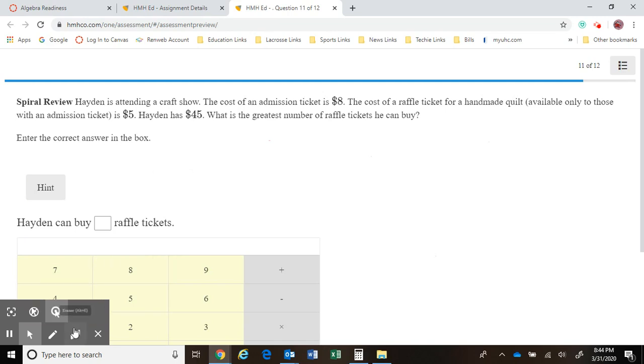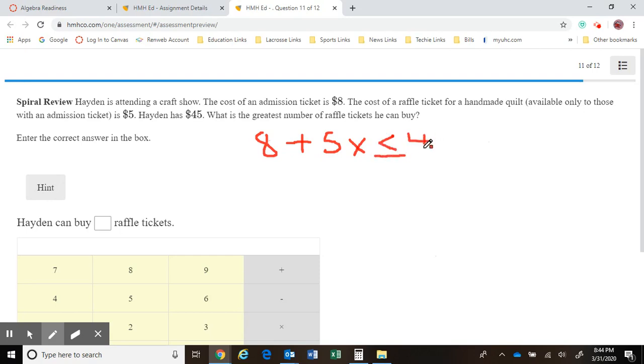All right, so let's write this out. We know he's got to pay $8 to get in, and he's going to pay $5 for each ticket, and we don't know how many tickets he's going to buy. He has $45. He doesn't have to spend $45, but he can't spend more than $45. So at most he can spend, less than or equal to $45, right?